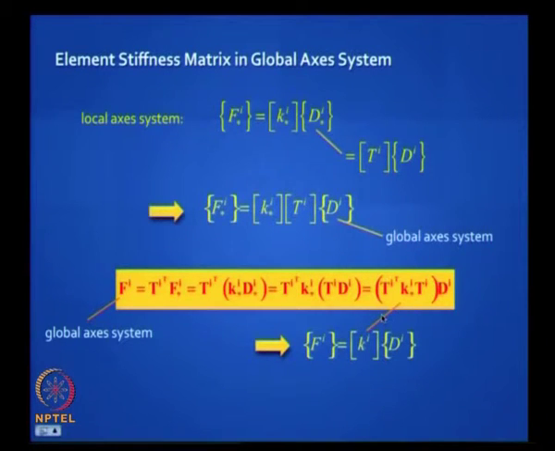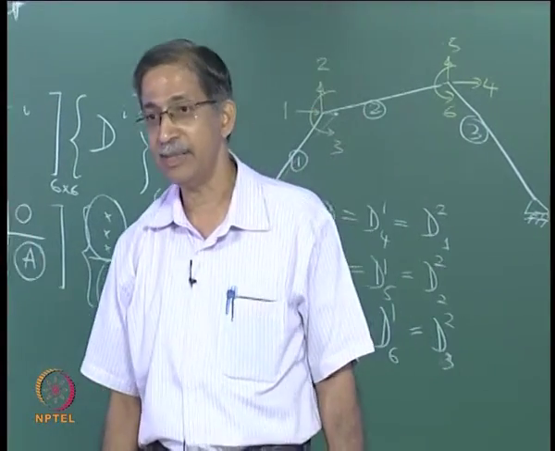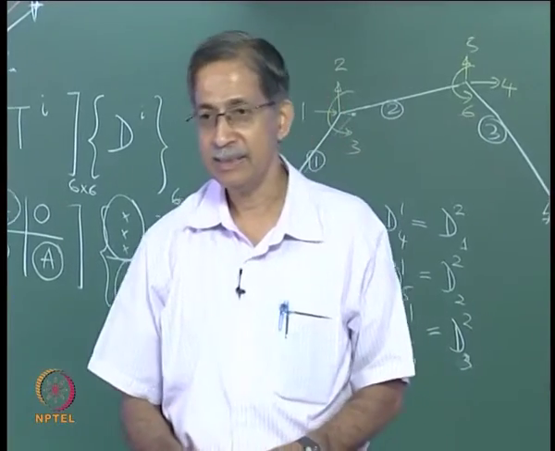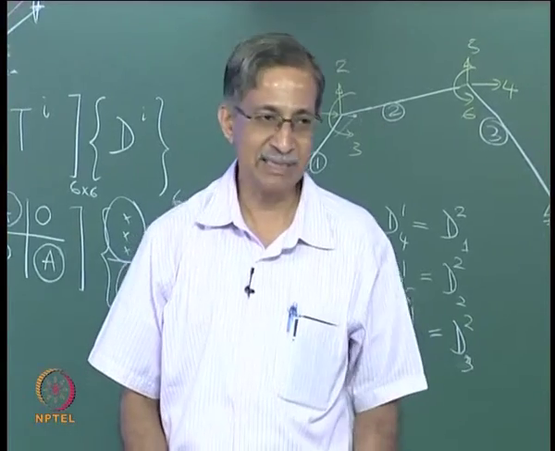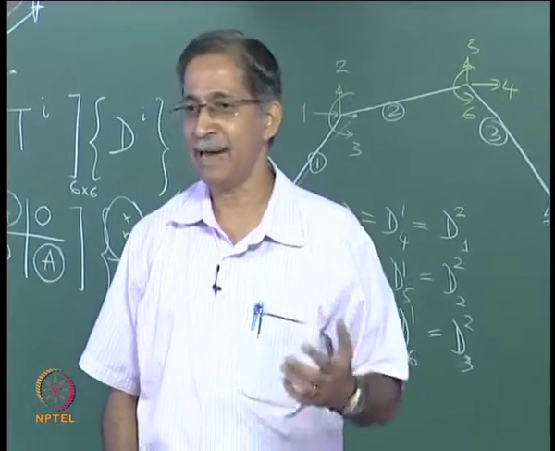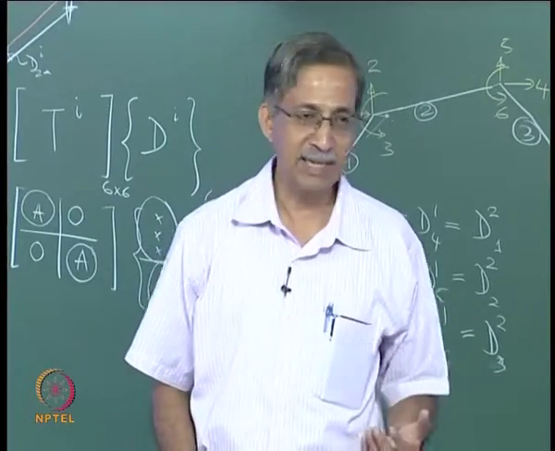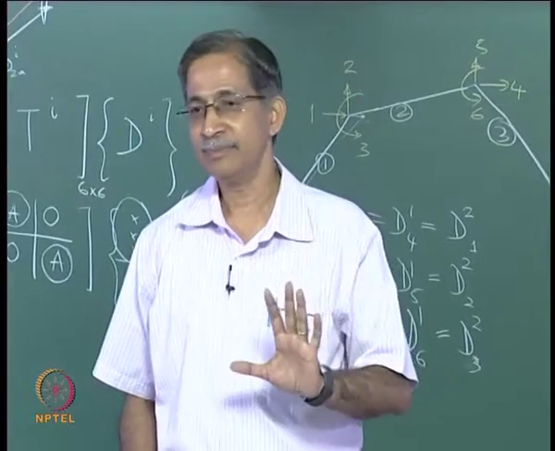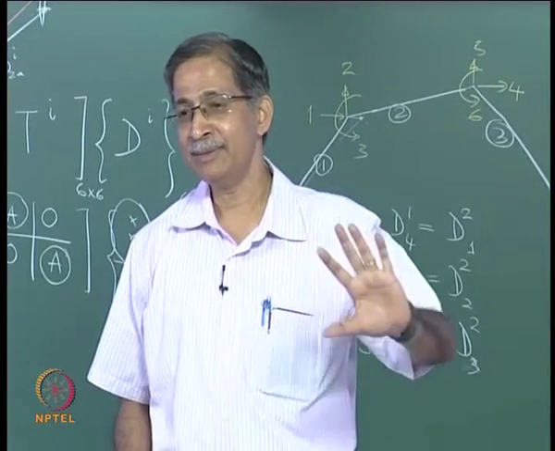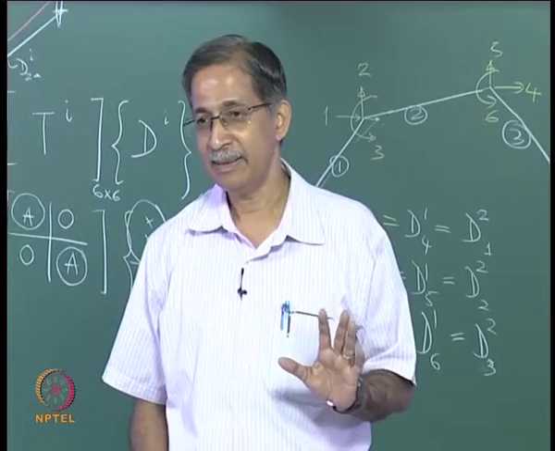This transformation tells you this is definitely symmetric. So when you pre-multiply and post-multiply with the transpose of a matrix, you will end up with another symmetric matrix. Okay, so this is something that can be done effortlessly in the computer. So you generate the Ti for all the elements, generate the Ki star for all the elements, do this exercise, and you have aligned all the elements in the direction of the global axis system.